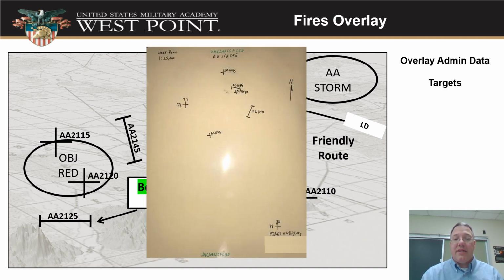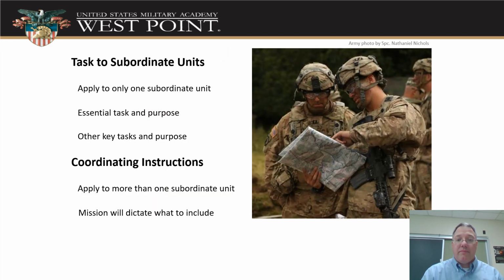All right, and then the last thing, I'll just give you an example here of, it's really simple overlay because all we've got is admin data and the targets themselves. Make sure you give the crosses or the linear targets there for point and linear targets, and that they're labeled with their target numbers that correspond with your target data sheet, and that they all are proper target numbers that are assigned in your target block.